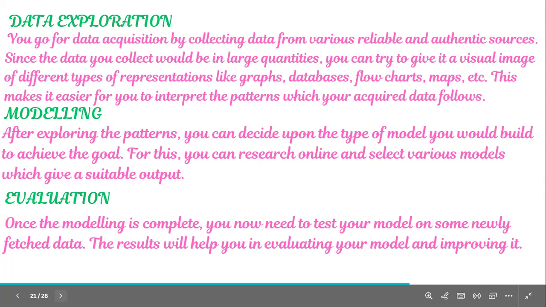And the last stage of the AI project cycle is what? Evaluation. Once the modeling is done, once we have designed the model, what we will do here, we will check whether the model is working properly or not. That is what evaluation. If it is working properly, we will start using our model. That is what deploying, or else again we will start the procedure starting from problem scoping. Right, children? So these are the 5 stages of the AI project cycle.